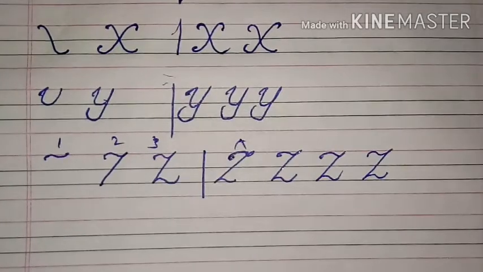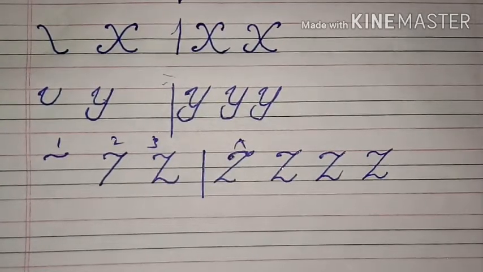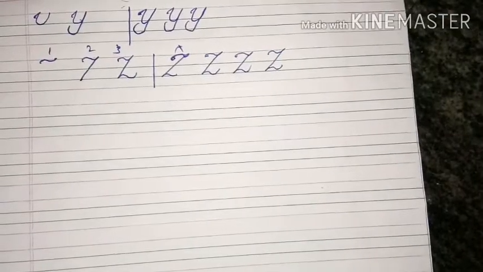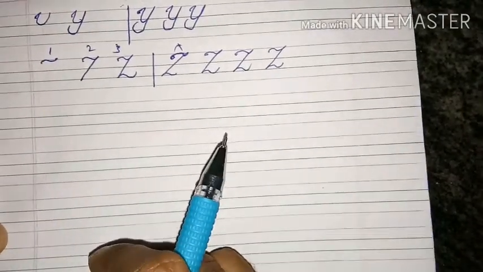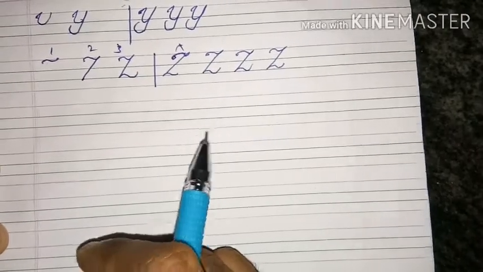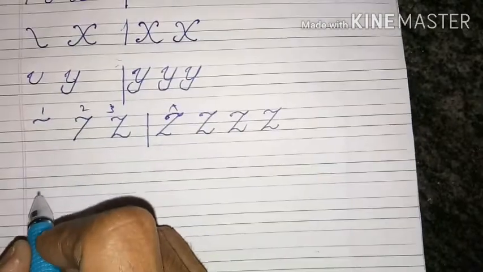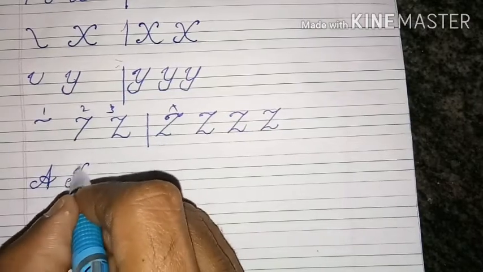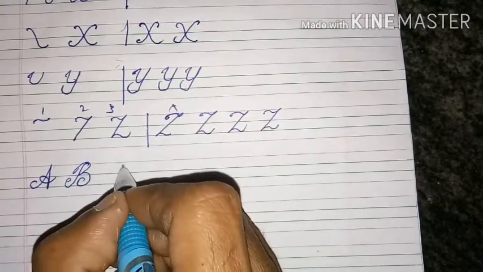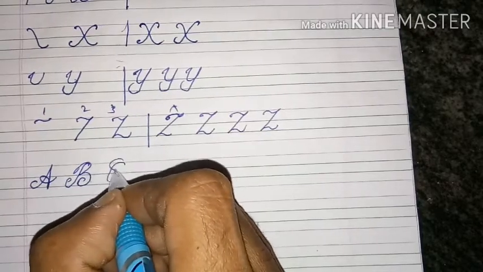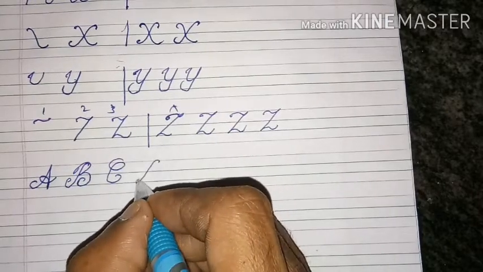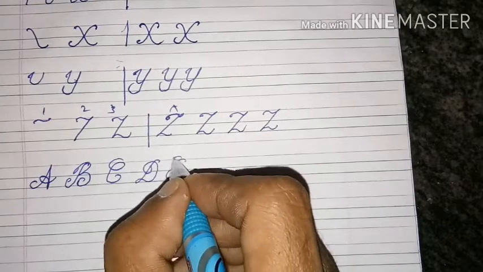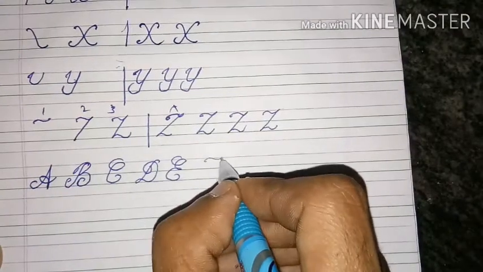This is how we write all the letters. Children, let me show you all the letters at a time. When you practice all the letters, practice very slowly. Give importance to accuracy but not to the speed. First letter is A. 1, 2, and 3. Next one is B. Next letter is C. Next letter is D. Next one is E. For your convenience, I would like to write like this as strokes. Next one is F.